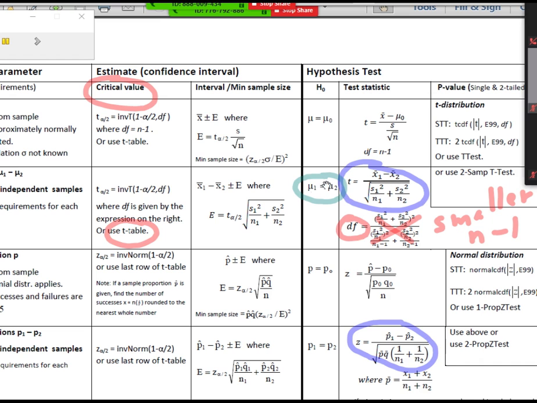The other thing you'll notice is that for the H0, it's going to be mu1 equals mu2, and this is your test stat formula we just talked about. This is a test stat formula we used in the last problem just a few minutes ago. It's also in there. So all your formulas are in here.